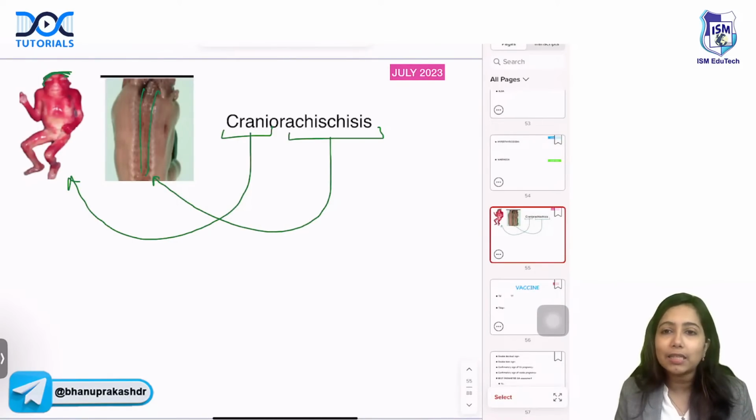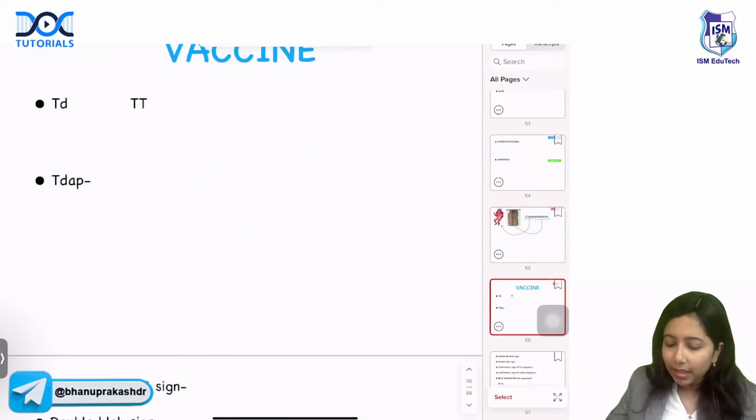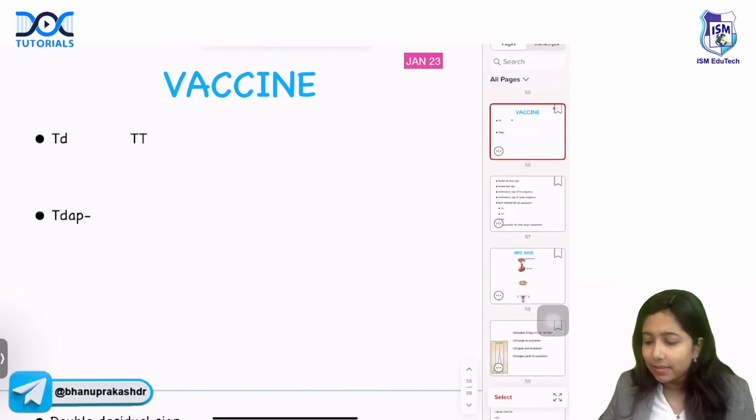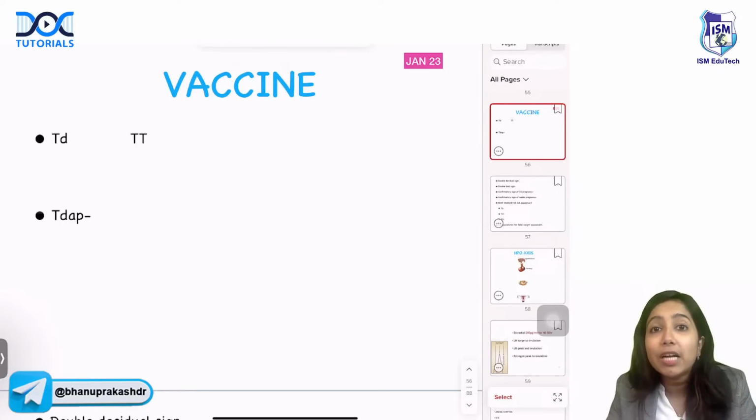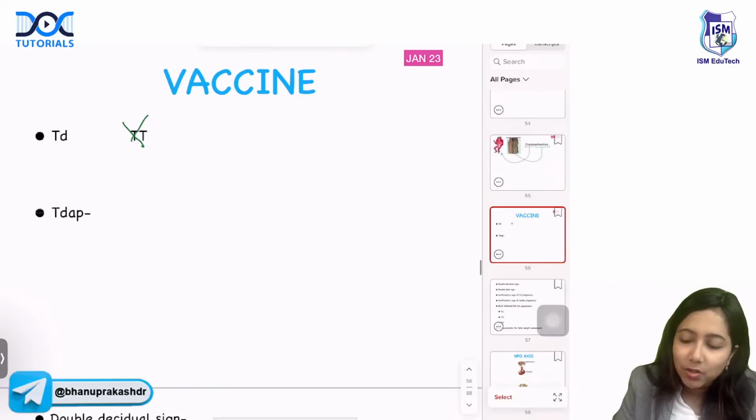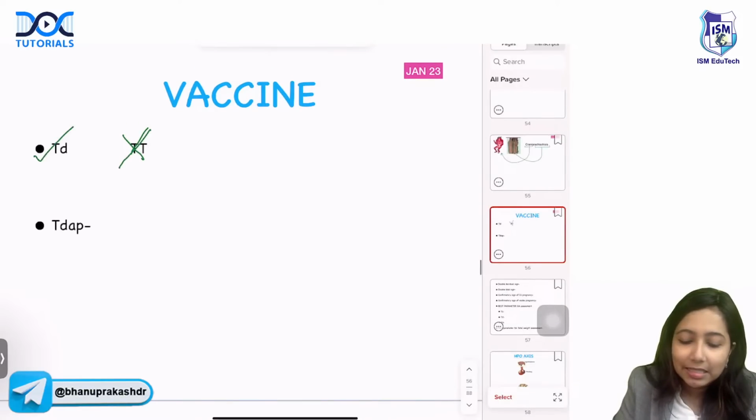This is craniorachischisis. Now let's discuss a few basic things in pregnancy, that is the vaccination in pregnancy. So vaccination, what do we give? Is it TD or TT? As I always say, we give TD. TT is just what we say. We don't give TT, it is TD.